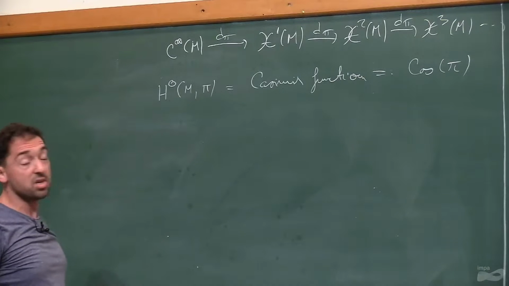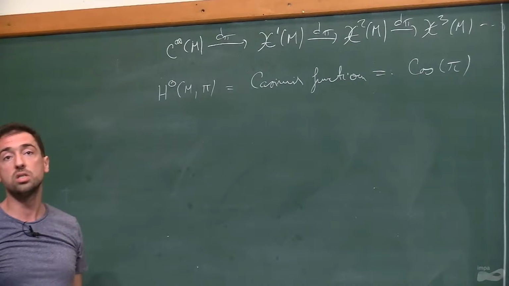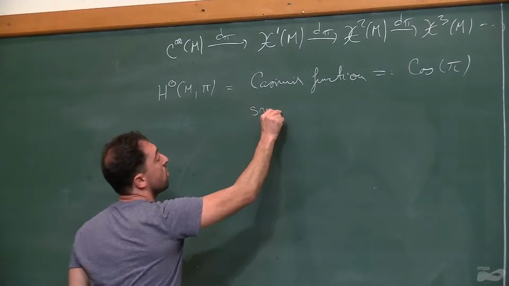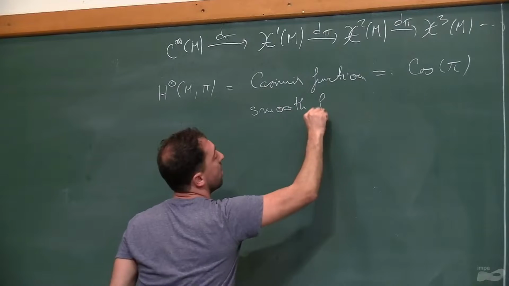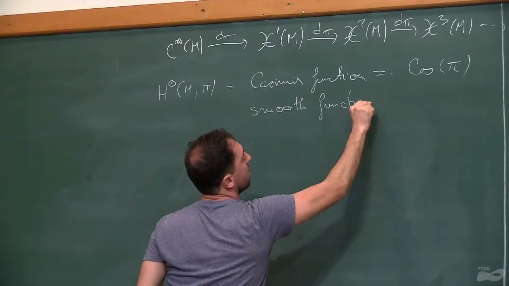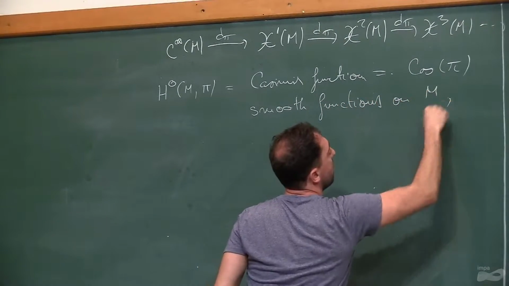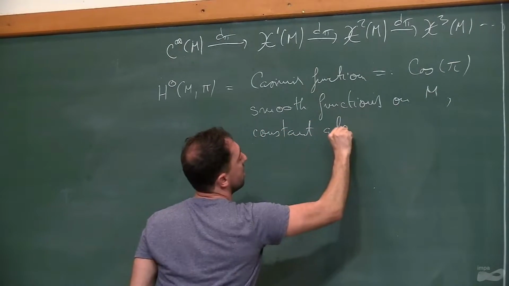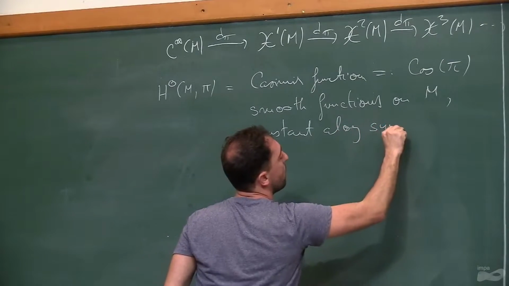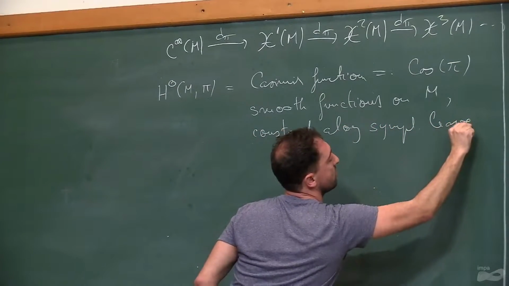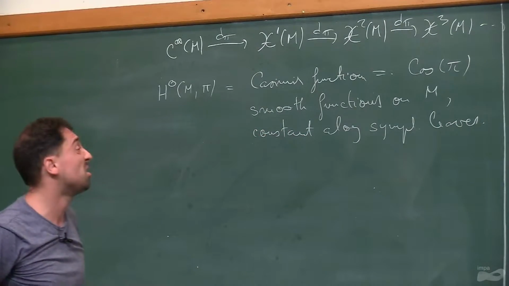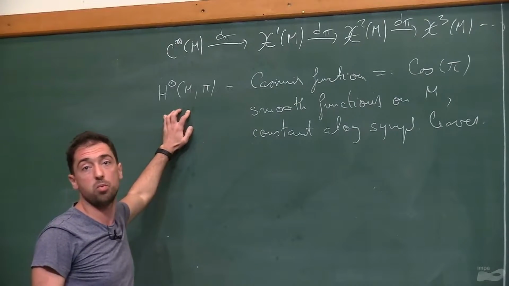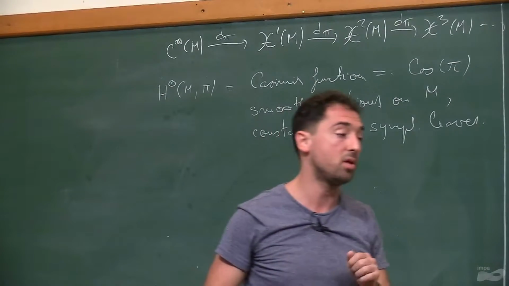And geometrically, these are smooth functions on M which are constant along the symplectic leaves. Or you can also think about them as being the center of the Poisson algebra of C infinity of M with the usual Poisson bracket.